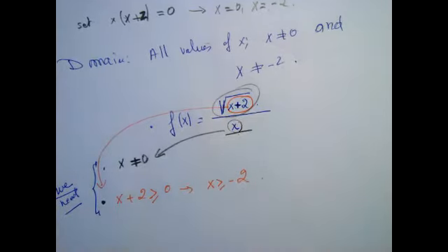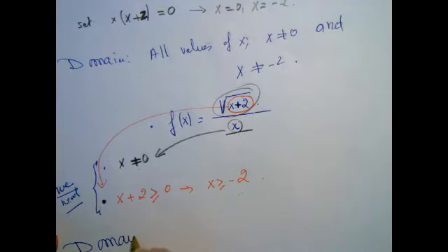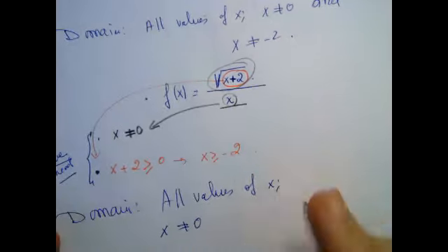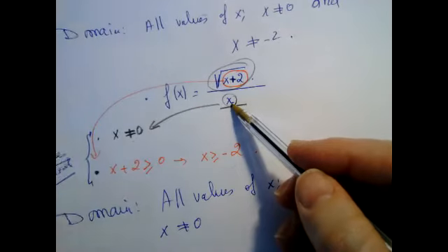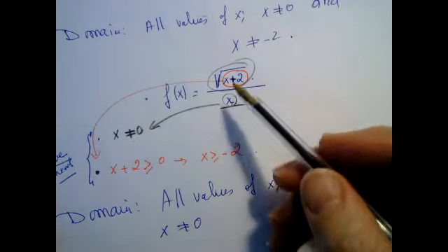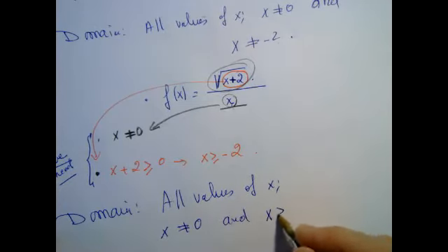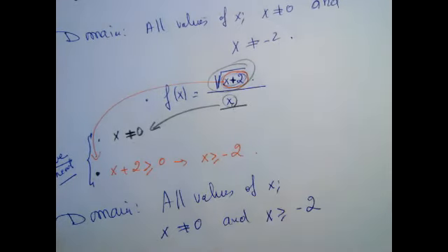So the domain is going to be all values of x such that x is different from 0, because 0 makes the denominator 0, and I have to get rid of it. And x is bigger than or equal to minus 2, to secure that what's under the square root is a positive number.